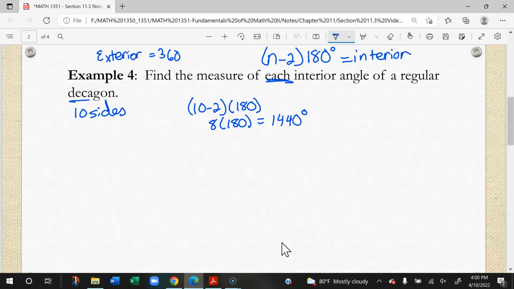Now, we want the measure of each angle. There are 10 angles, so we take 1,440 degrees and divide that by 10. So each angle would measure 144 degrees.